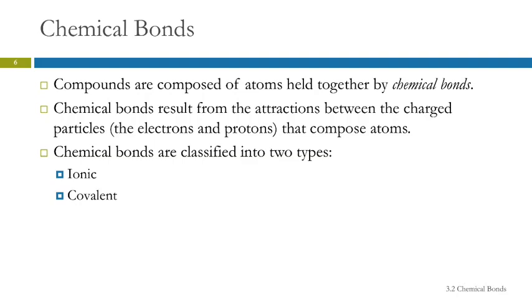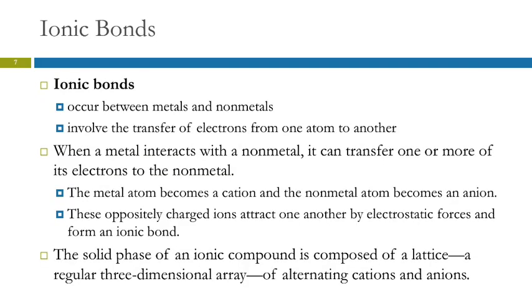We divide chemical bonds into two broad categories, ionic and covalent. Ionic bonds occur between metals and nonmetals. They do not occur between different metals. They do not occur between different nonmetals. It has to be metal-nonmetal. Ionic bonds involve the transfer of electrons from one atom to another.